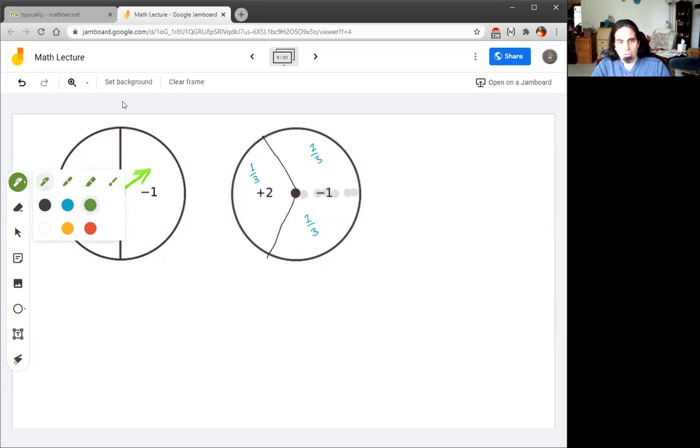Only a third of the time will my spinner land on +2. Twice as often, it will land over in this twice as big section. But I will only lose half as much. So overall, I am going to be even. Does that make sense now? For some people, these gray dots make it clearer. For some people, that makes it less clear. But that's where I want to draw my lines.